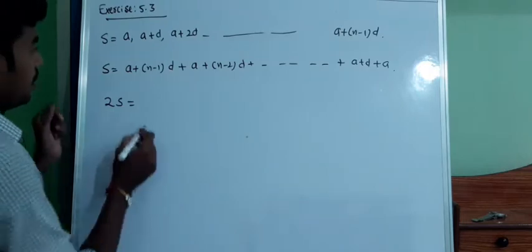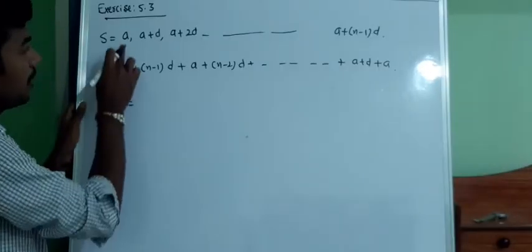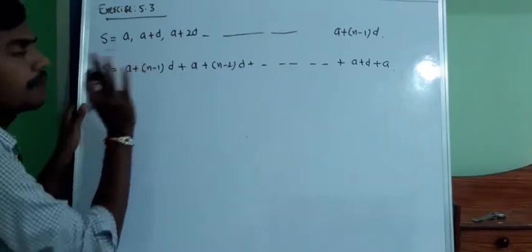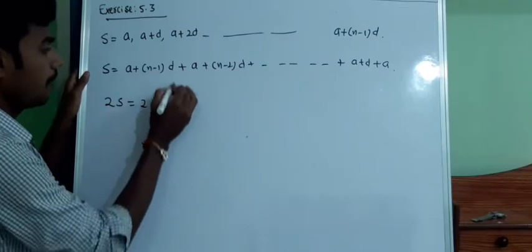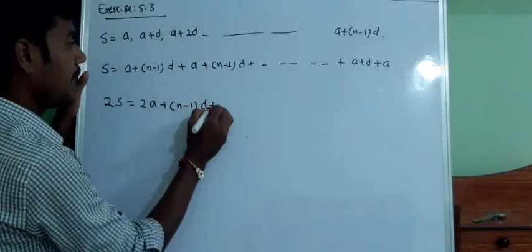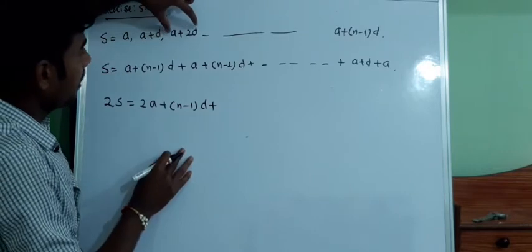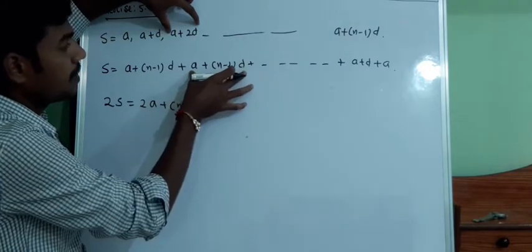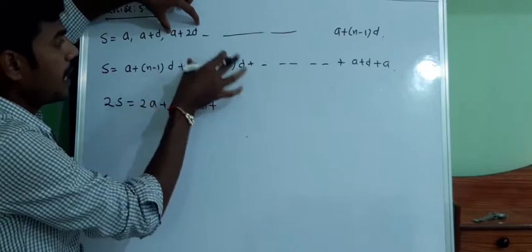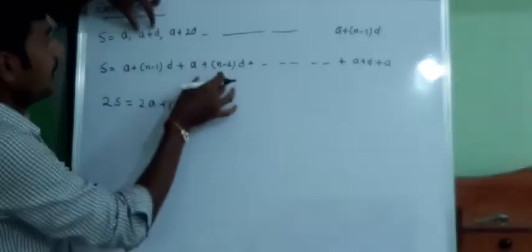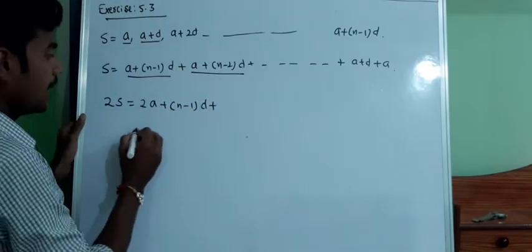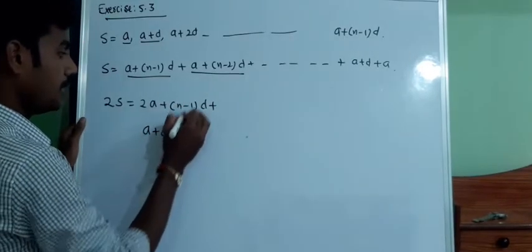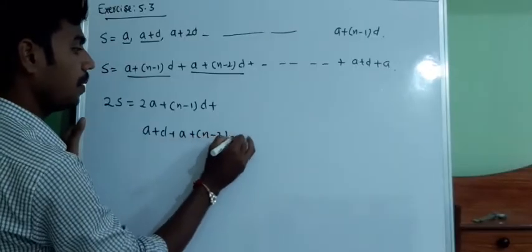Now, a plus a is 2a plus (n minus 1) into d. Next, a plus d is the second term of the first series, and a plus (n minus 2) into d is the second term of the second series. I need to add these two. I'll add and I'll show you: a plus d plus a plus (n minus 2) into d.